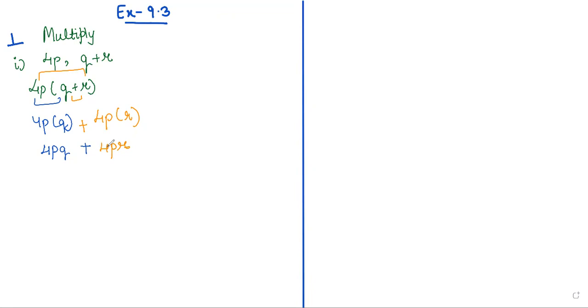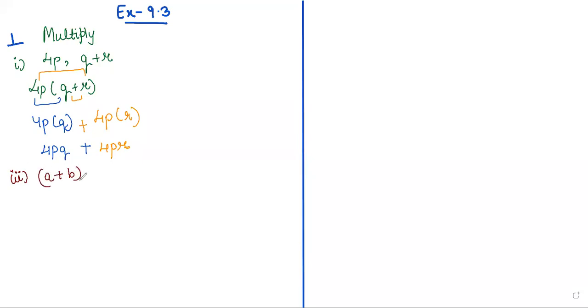Now 4pq and 4pr are unlike terms, so we can't add unlike terms. So on multiplying 4p by q plus r, we get 4pq plus 4pr. Now third part. Second part you will do by yourself.